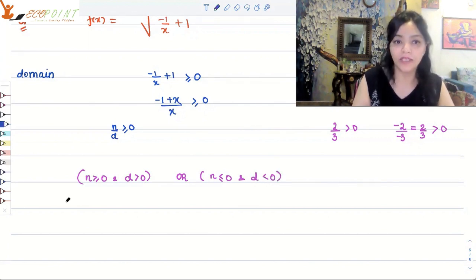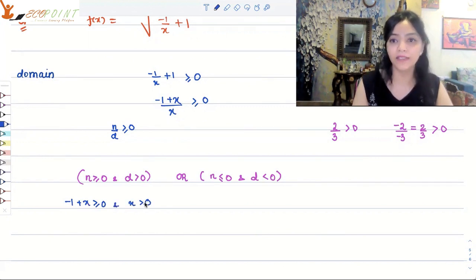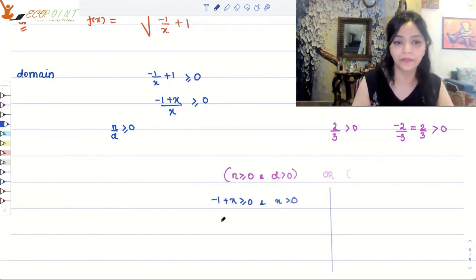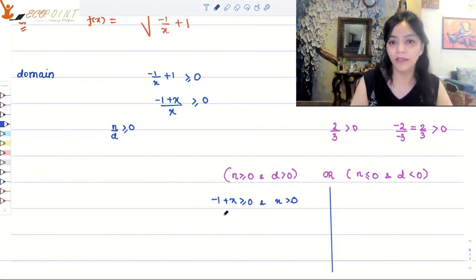Let's start with the first case, that both are positive. So that means minus 1 plus x is greater than or equal to 0, and simultaneously x is strictly greater than 0. Now minus 1 plus x greater than or equal to 0 would mean that x is greater than or equal to 1.